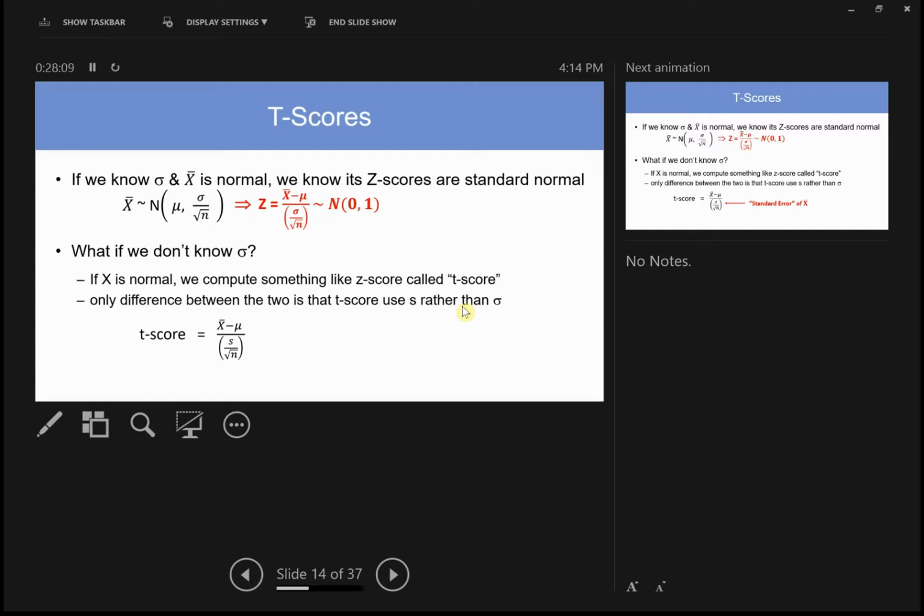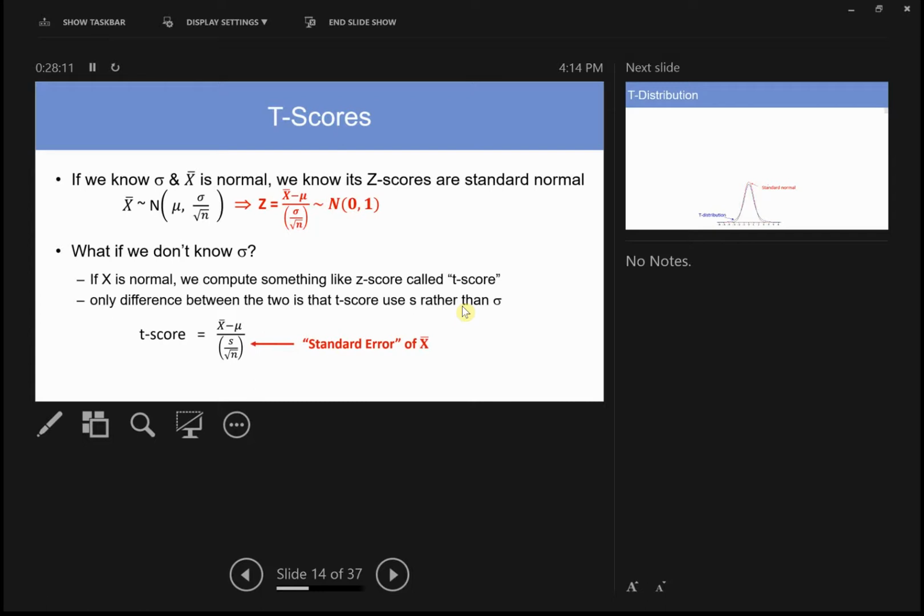So this is the price that we have to pay for this. And by the way, this thing on the bottom is actually what's called the standard error. Sometimes the book calls sigma divided by the square root of n the standard error. That's not really true. This is a standard error. It's the estimated standard deviation of x bar, okay?